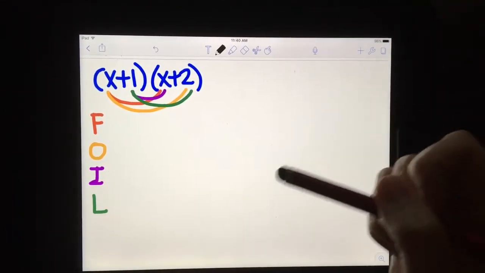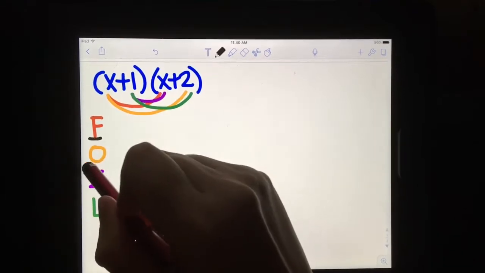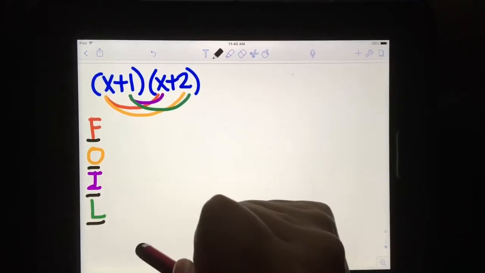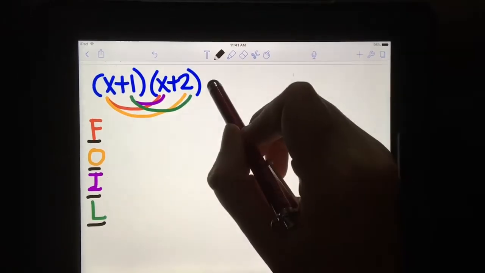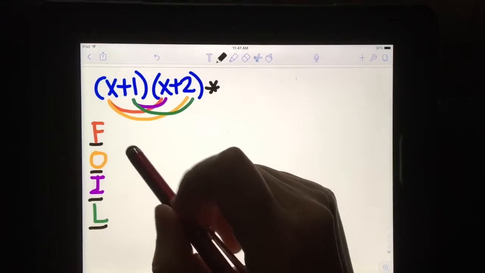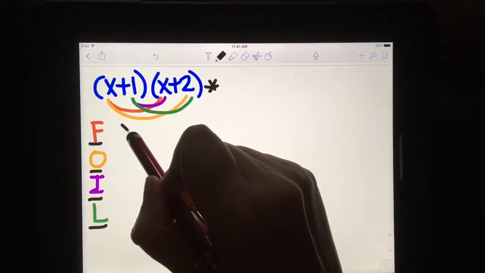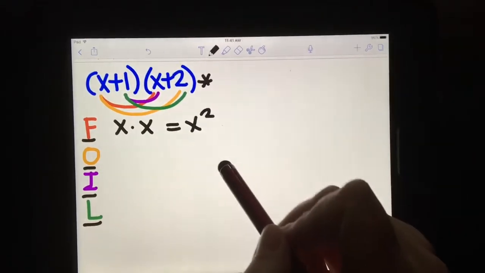So first, let's review what FOIL is. The acronym FOIL stands for first, outer, inner, last. And the color coding here will help you see what terms in this binomial should be multiplied. So the red is F. F stands for first. So I'm going to multiply x times x, which gives me x squared.